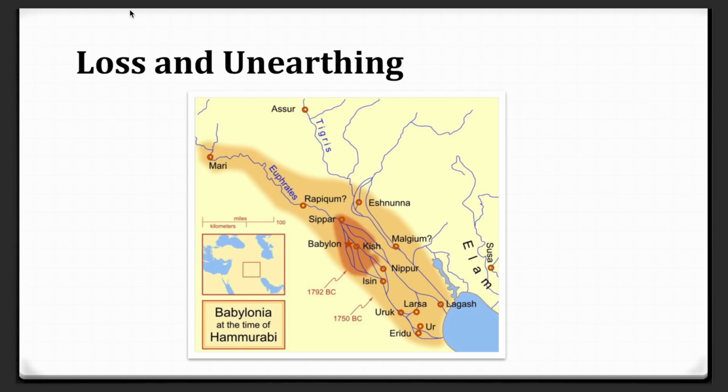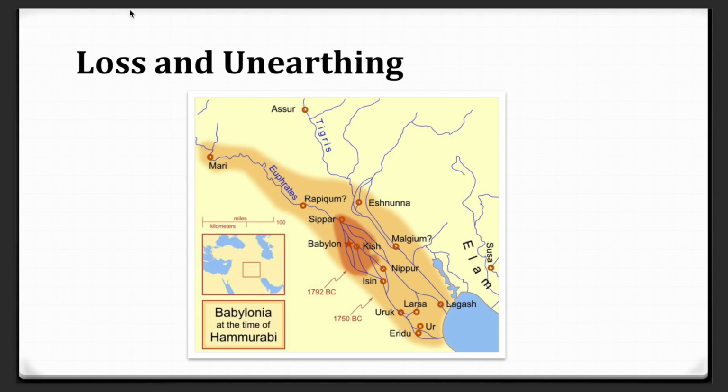But we do know that in 1901, a French archaeologist found the laws in Susa, Iran. They took them to France, and that particular one is now in the Louvre in Paris. So if you wanted to, you could go see it if you happen to be in Paris.